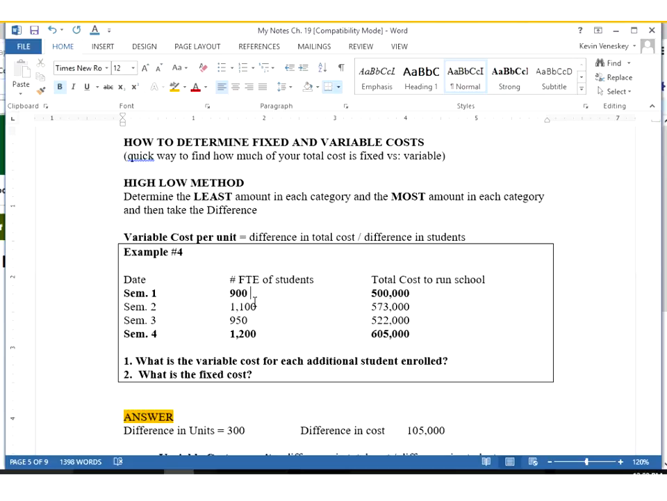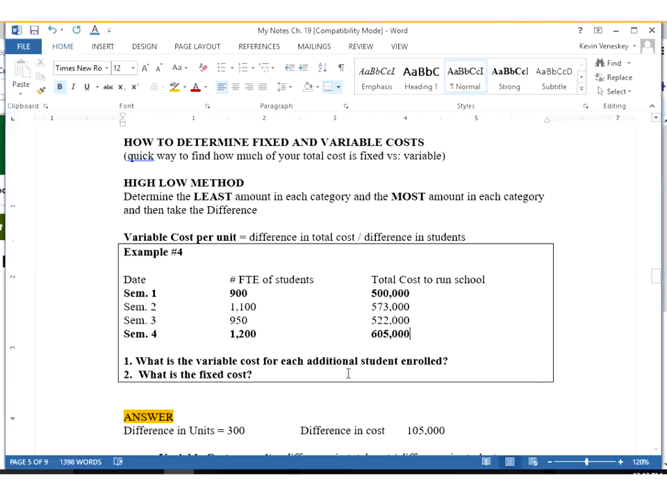For every 20 students, you've got to add a faculty member. And then you're probably going to have to add more electricity if you have more students. There's more usage of that. So there are different variable costs that go along with running a school. Here I've had 900 students the first semester, and it costs $500,000. And 950 in the third semester, $522,000. I bumped it way up to 1,200 students for a total of $605,000 in that fourth semester.